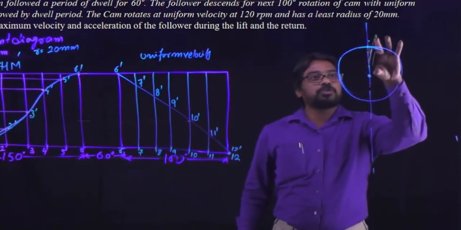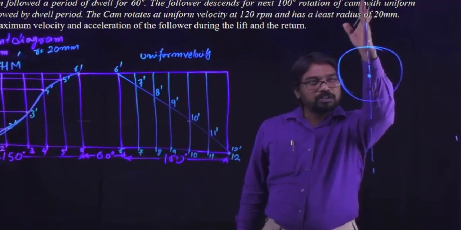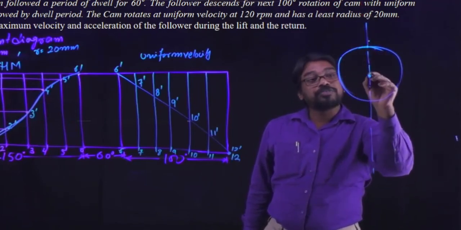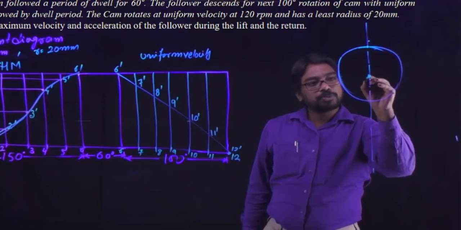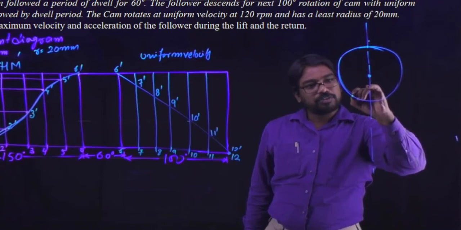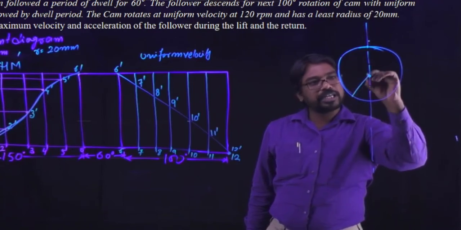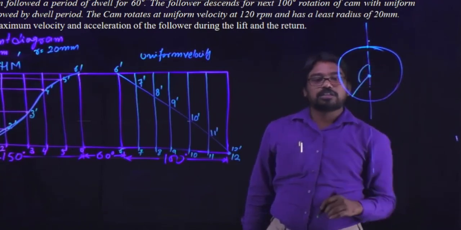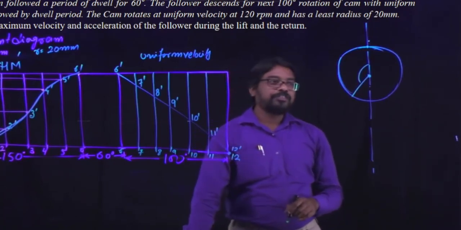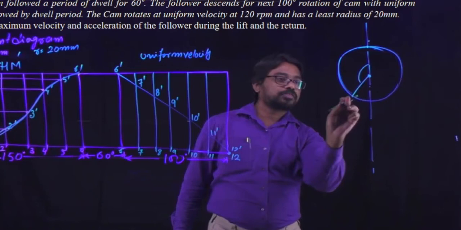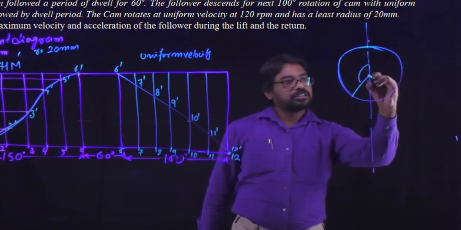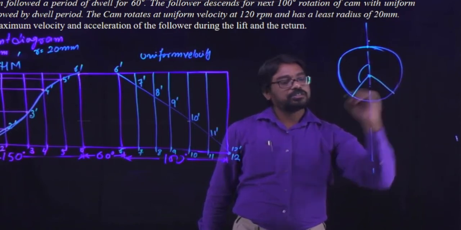So we use our protractor, keep it along the vertical direction, and from here we measure 150 degrees. Approximately, here we have 150 degrees and we mark the point. This angle is 150 degrees, and this is the first phase. For the second phase, from this point we keep the protractor and measure 60 degrees.